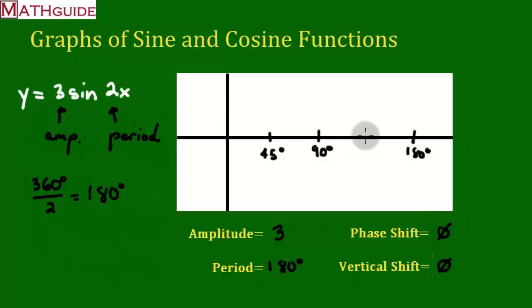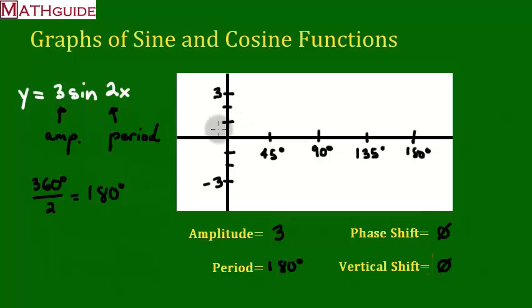What's the third quartile? Well, add the first two quartiles together, 135. There we have it. Remember our amplitude is 3, so I'm going to make 3 notches going up the y-axis and 3 notches going down the y-axis.